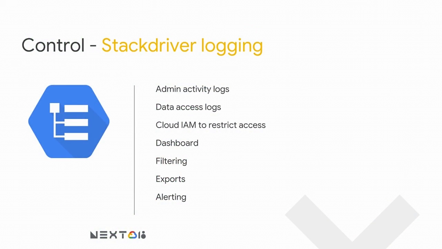Stackdriver. Stackdriver is important because your logs monitoring is the first sign of any issues. So admin activity logs will tell you who's doing what, who's made an access call to particular resources, who started up that VM. Data access logs, who's had access to your data. You can use Cloud IAM to restrict who can actually view those logs. All right. And then you can do things like dashboards. You can export them to your own SIEM if you want. You can filter, and obviously you can alert on that.